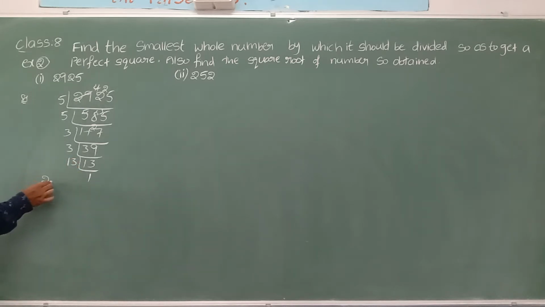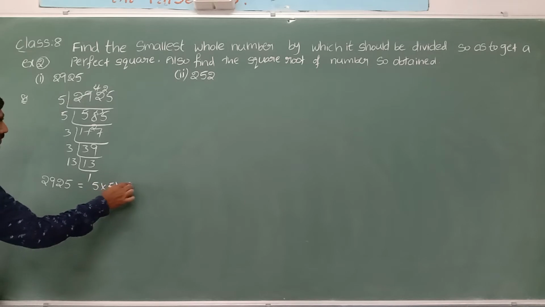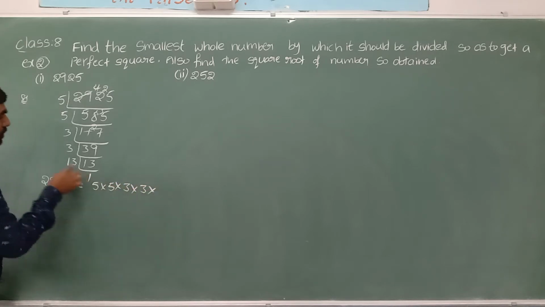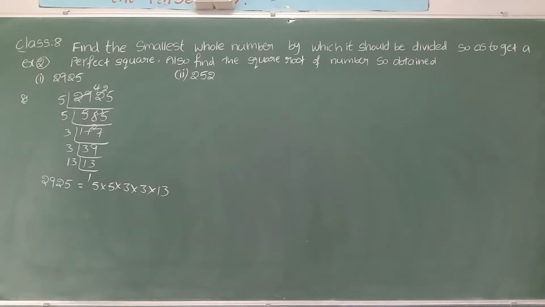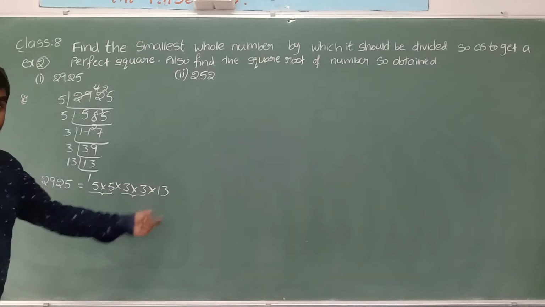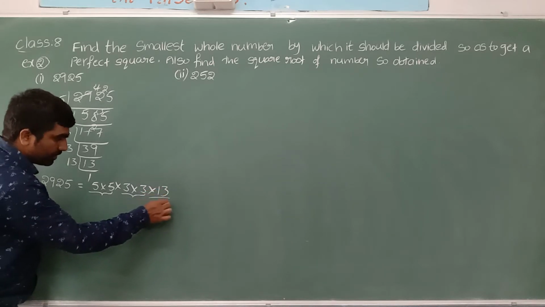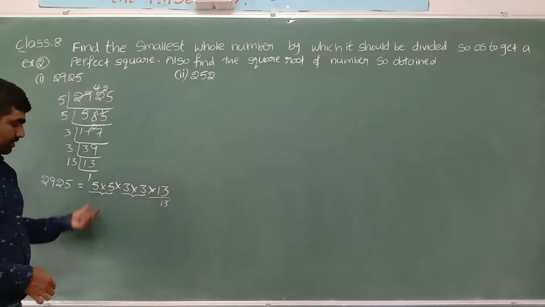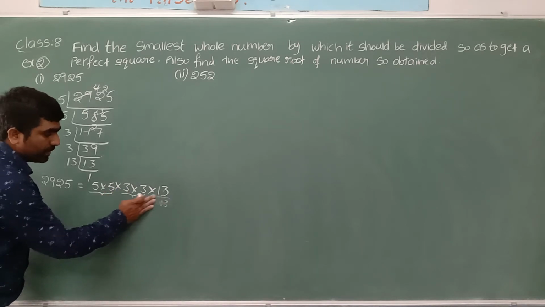Now what is the prime factorization of 2925? 2925 we can write as 5 into 5 into 3 into 3 into 13. Children, now tell me which prime factor has no pair? Here you can see 5 has an exact pair, even 3 has an exact pair. So 13 is the prime factor which has no pair. So we need to divide by the same number so that we can cancel this. Then all the remaining numbers have pairs. So once they have pairs, it becomes a perfect square.